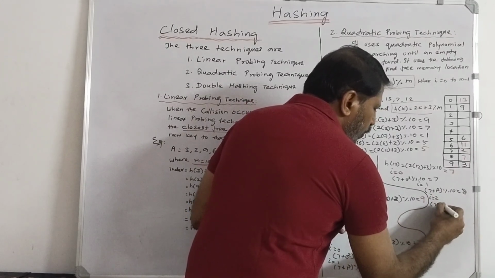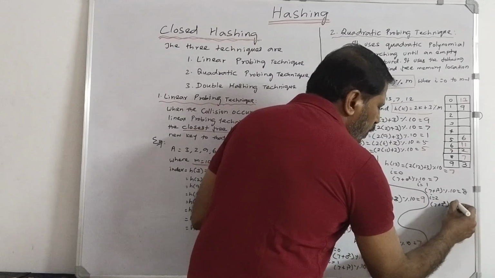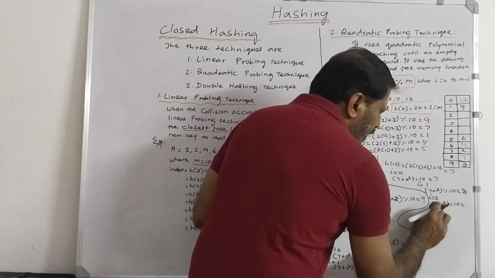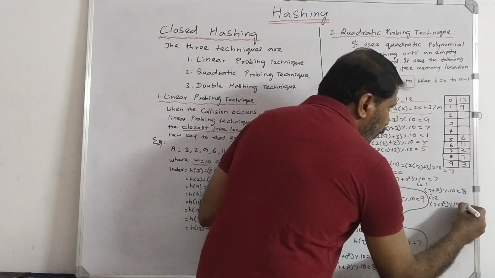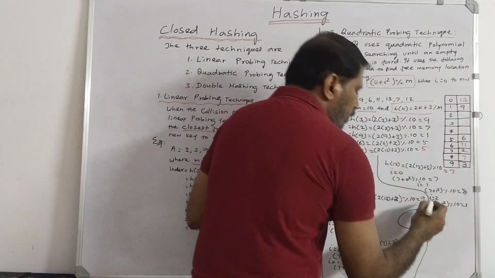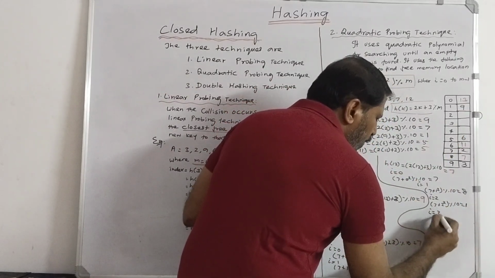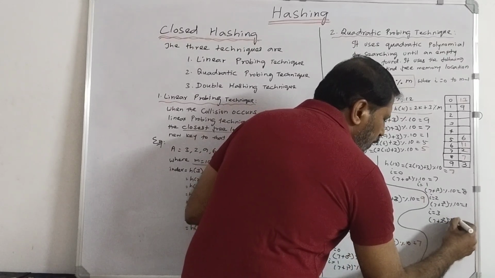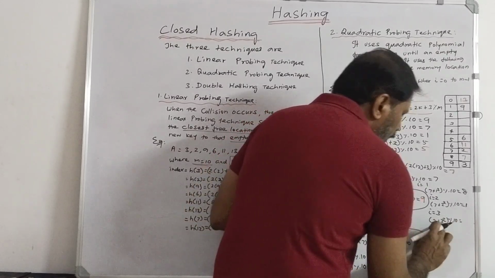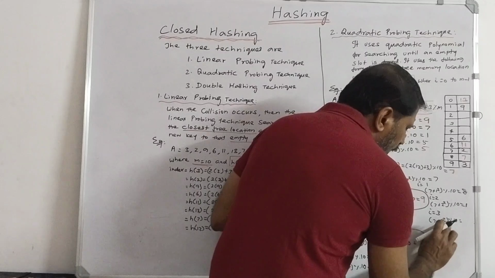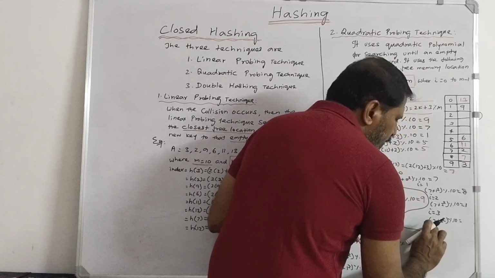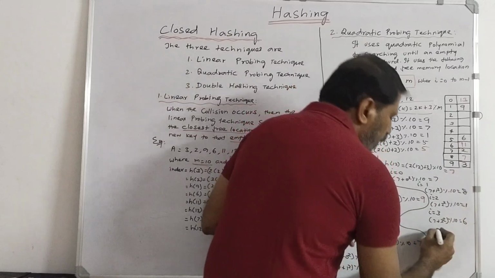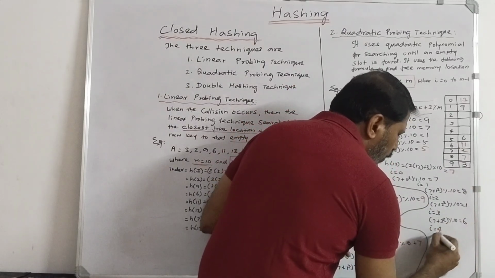7 plus 2 square modulo 10. 2 square is 4, and 7 plus 4 is 11. 11 means 1, and 1 is already filled. So i becomes 3 now. 7 plus 3 square modulo 10. 3 square is 9, and 9 plus 7 is 16, so we come to 6. 6 is already filled, so i becomes 4 now.